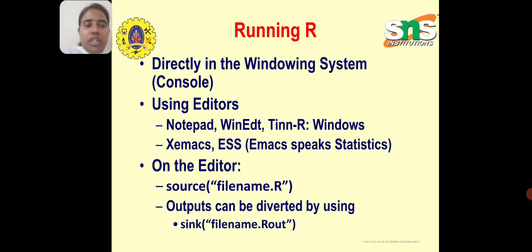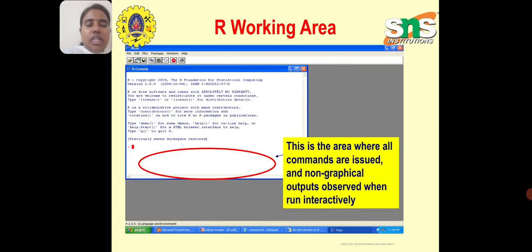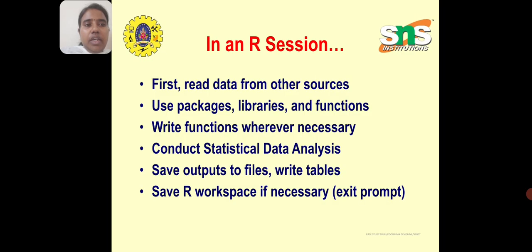R can be run directly in the windowing system console or using editors such as Notepad, WinEdt, Emacs with ESS. Outputs can be diverted using sink with a file name. This is the working area of R, where all commands are issued and non-graphical outputs are observed when running interactively in an R session.